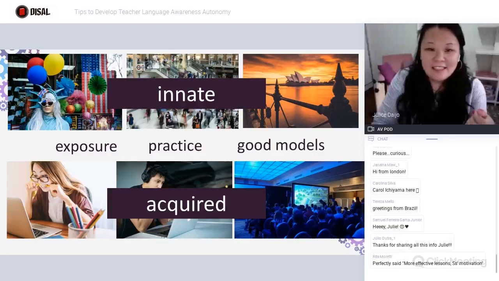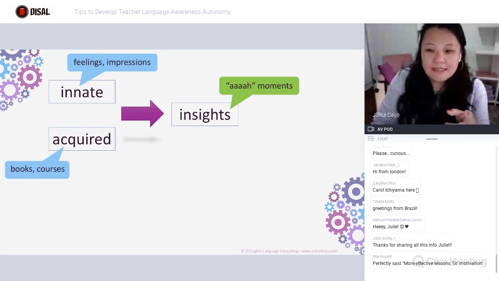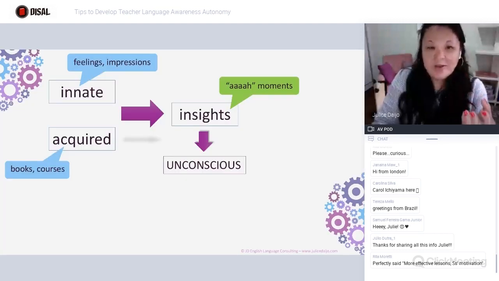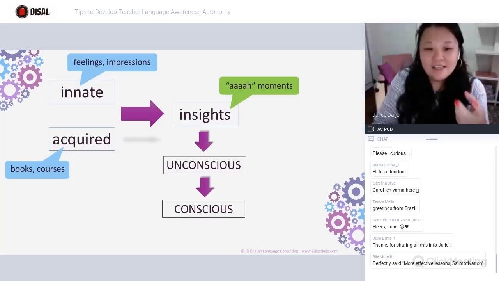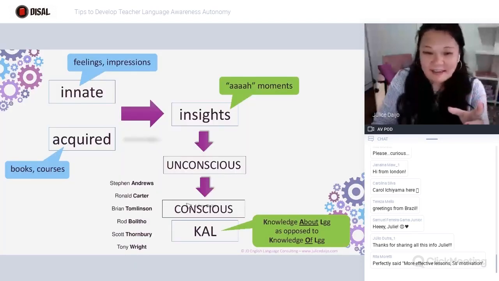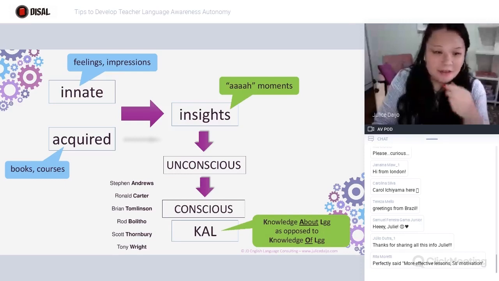So if you are abroad and you rarely have these insights, or you're reading and doing your grammar books and your activities in books, and you don't have these insight moments, it's unlikely you're developing language awareness and a certain autonomy. So these insights that happen unconsciously and casually, we have to try to make them a little bit more conscious and on purpose. So this is the trick. Insights, the ah moments that are unconscious and sporadic, you try to make them conscious and frequent. All these authors agree on this theory, and this is what they call knowledge about language as opposed to knowledge of language.